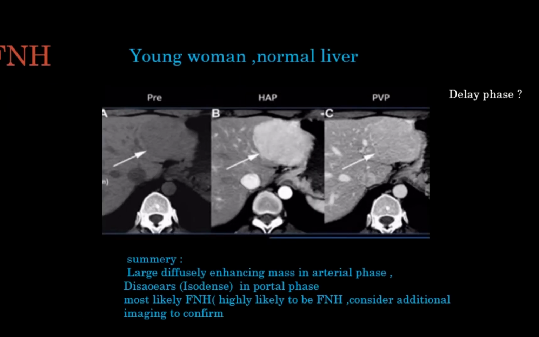In this case of FNH, a young woman with a normal liver, there's an isodense lesion. In the arterial phase, it's homogeneously enhancing. In the portal phase, it sustains the contrast. But why does it appear as if it disappears? Because in the portal phase, the liver also enhances, as 80% of the liver is supplied by the portal vein. So don't think that there's washout of this lesion or disappearance. There is contrast sustained in the lesion.